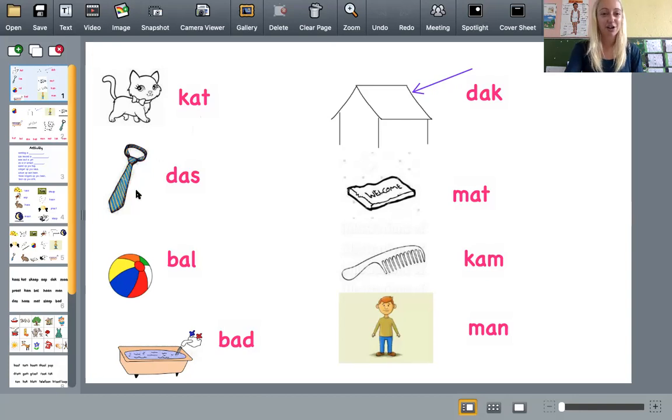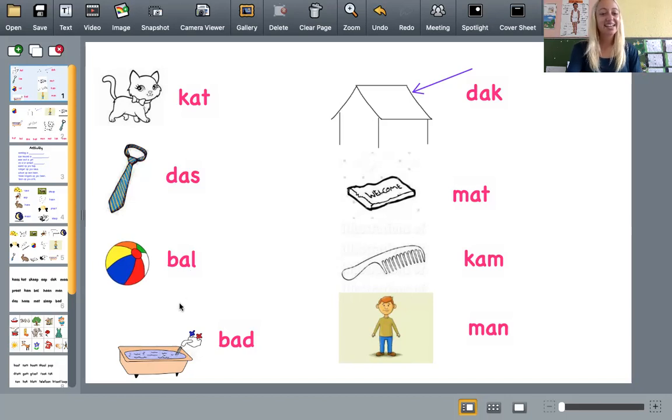Okay, the next one is a tie that you wear in winter with your school uniform. A tie in Afrikaans is a das. Das. So let's sound that out again. In Afrikaans, we say d, a, s, das. Very nice. Okay, the next one is a ball. And in Afrikaans, a ball, we say a bal. Let's sound it. B, a, l, bal.